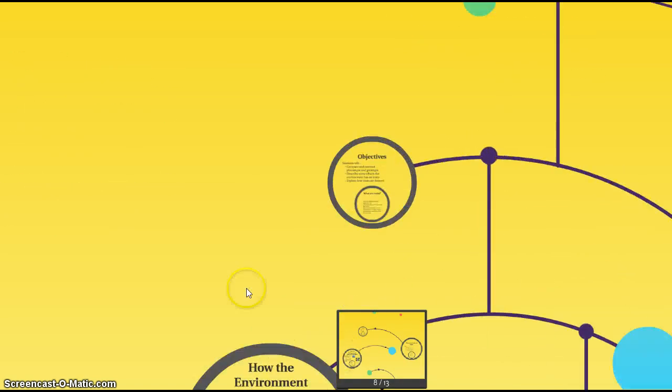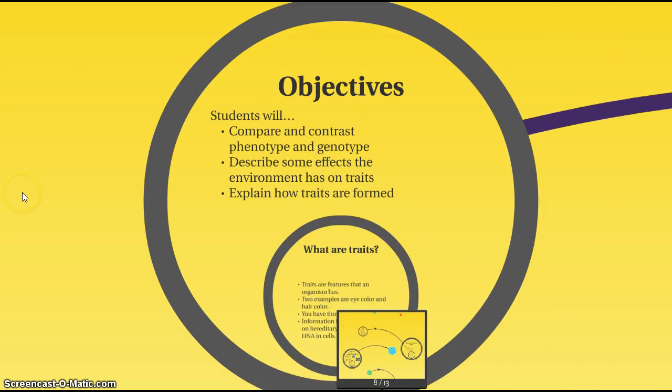Our learning objectives for this lesson will be comparing and contrasting phenotypes and genotypes, describing some of the effects the environment has on traits, and explaining how traits are formed. So first we'll start with what are traits?